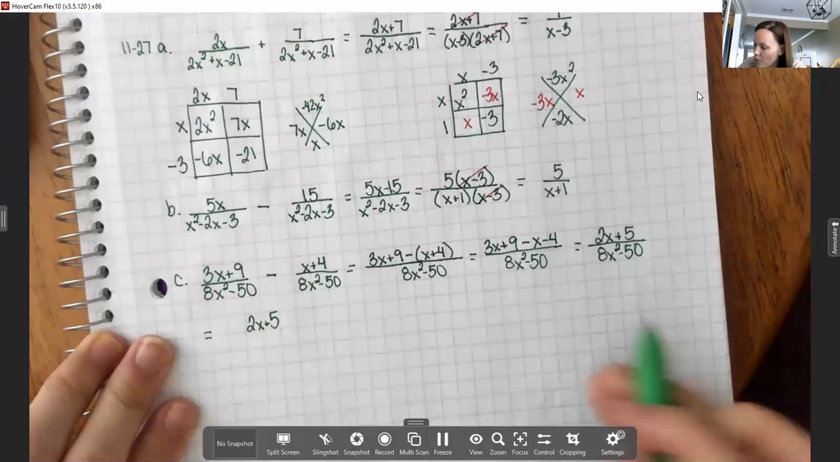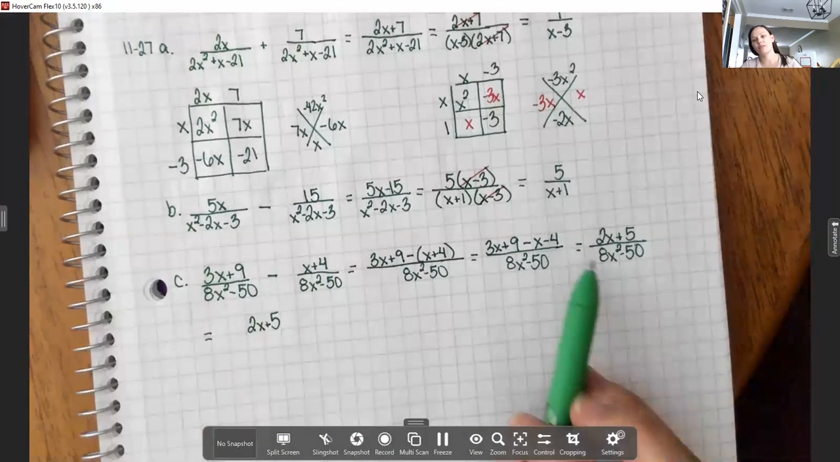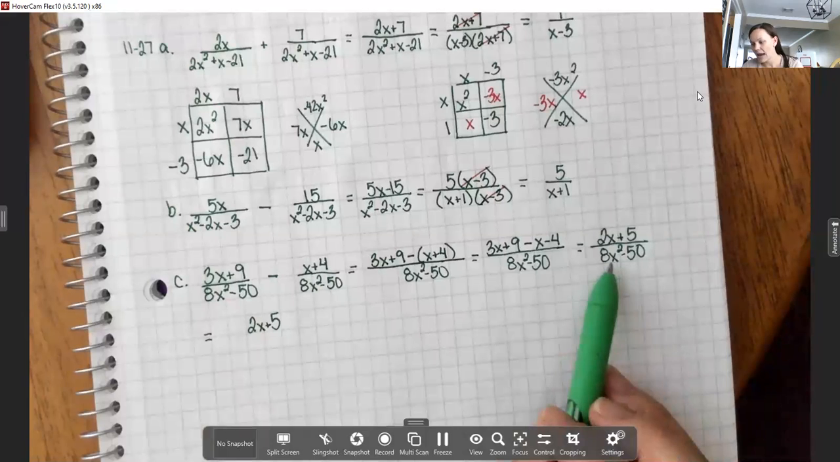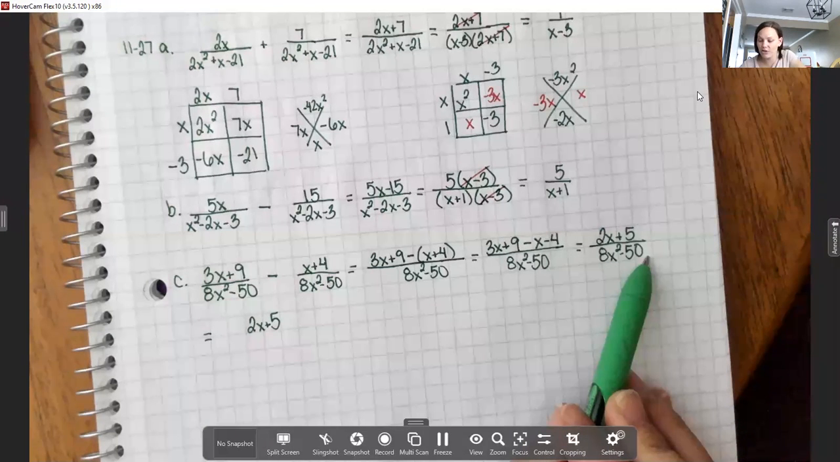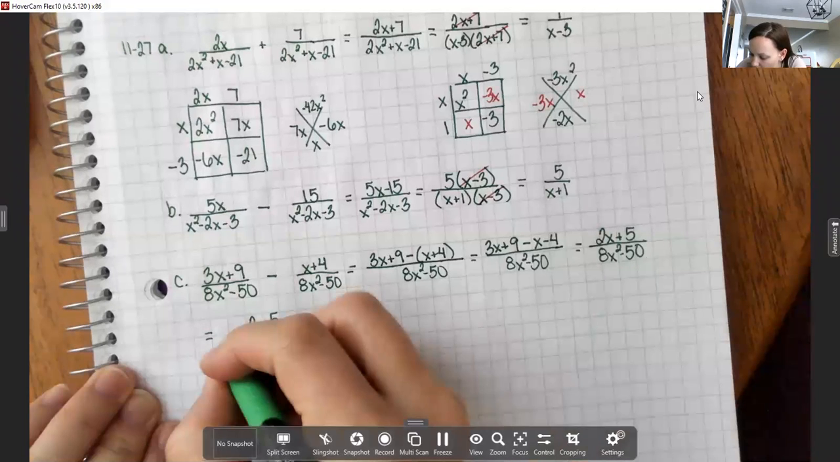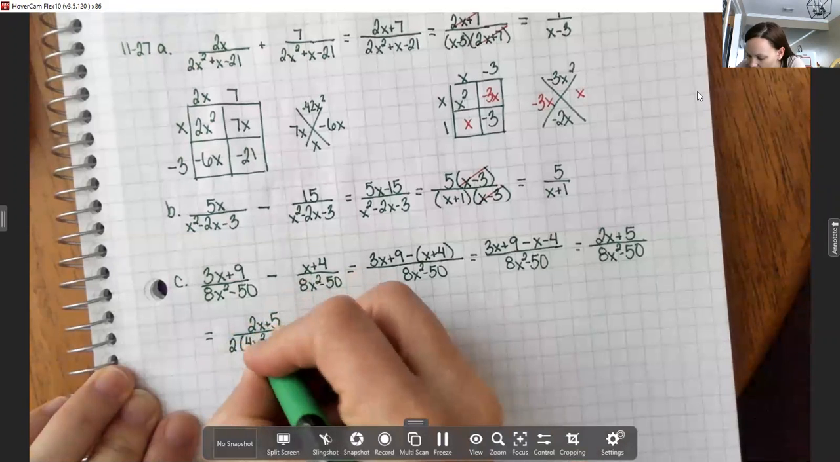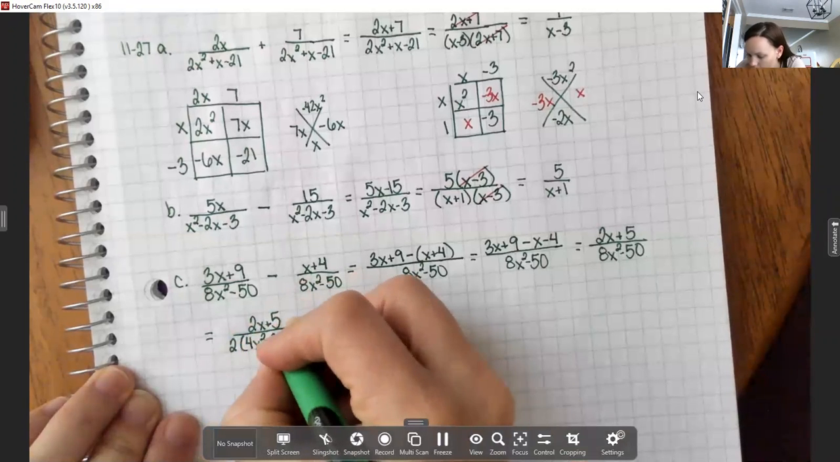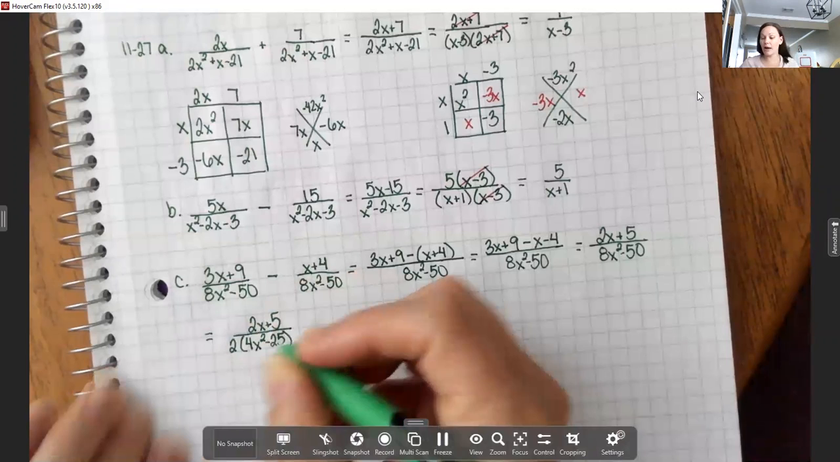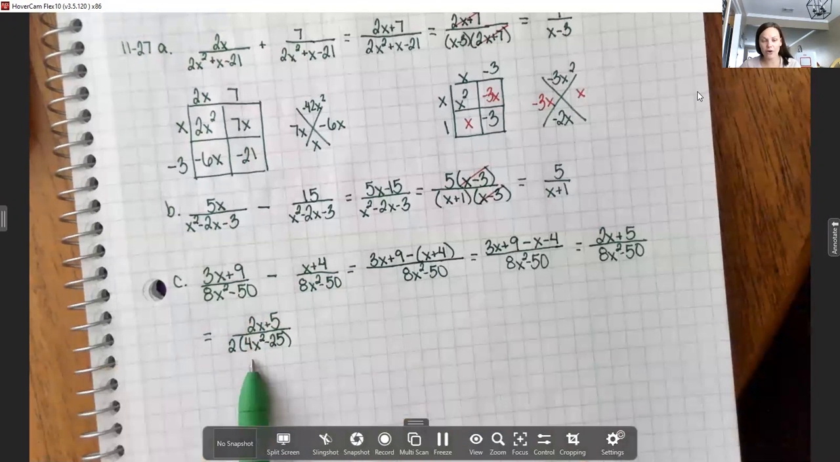Our denominator, if we look at it, we should be able to see that we have a greatest common factor. 8 and 50 are both divisible by 2. So I'm going to factor out a 2 for my first step. If I factor out a 2 in my parentheses, I get 4x squared minus 25. You always want to get out your greatest common factor first if there is one. So my denominator factors into 2 times (4x² - 25).